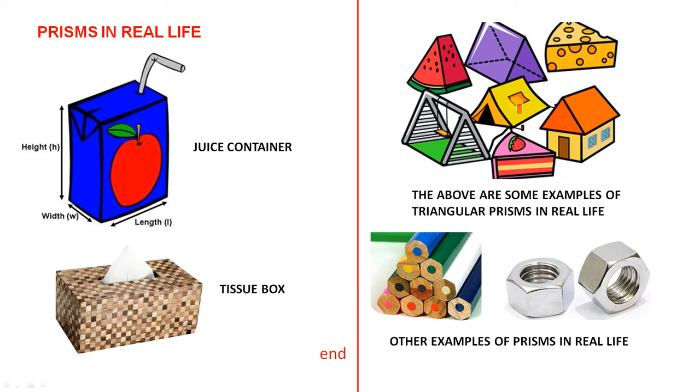Here's another tent. That's a house, so the roof part of this house. There's a slice of cake, and there's a swing set. So they're good approximations of triangular prisms. They might not be exact, but they're fairly close. And here are other examples of prisms in real life.